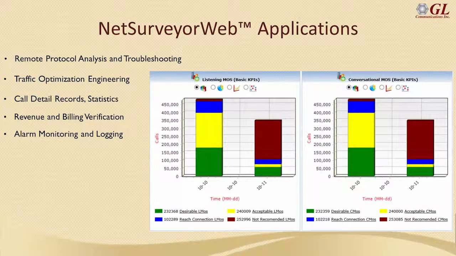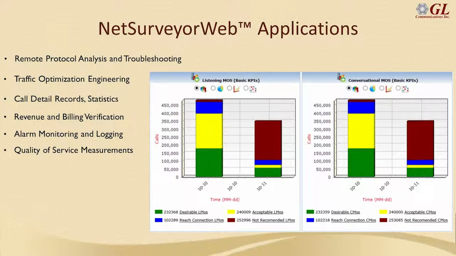And within the IP domain, mainly with this, we have MOS scoring. So NetSurveyorWeb, of course, I mentioned those things for SIP and RTP in the IP domain. So we have access to the RTP, which is the voice traffic there, and we can show you the quality of that through the network.